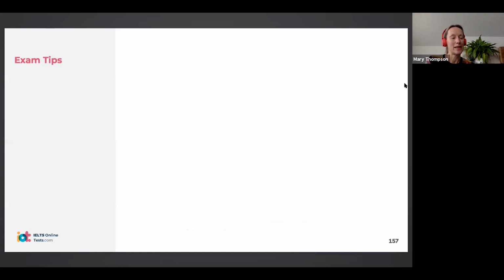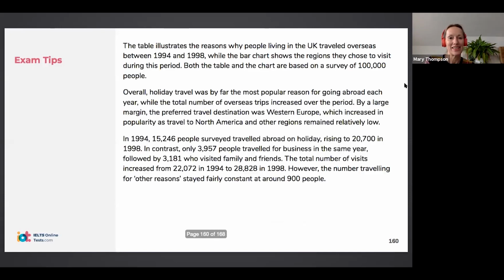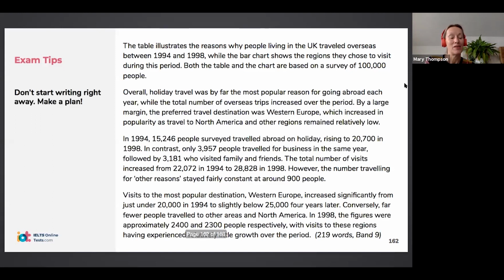Yeah, so exam tips. Can anyone offer any tips? So for Mohammed, who's taking his exam tomorrow, any tips you can offer him? Structure a plan. Yeah, that's what we're going to offer. So this is the final thing. Don't start writing right away. Make a plan. Don't include a conclusion. Relax. Sleep well. Don't panic. That's good.